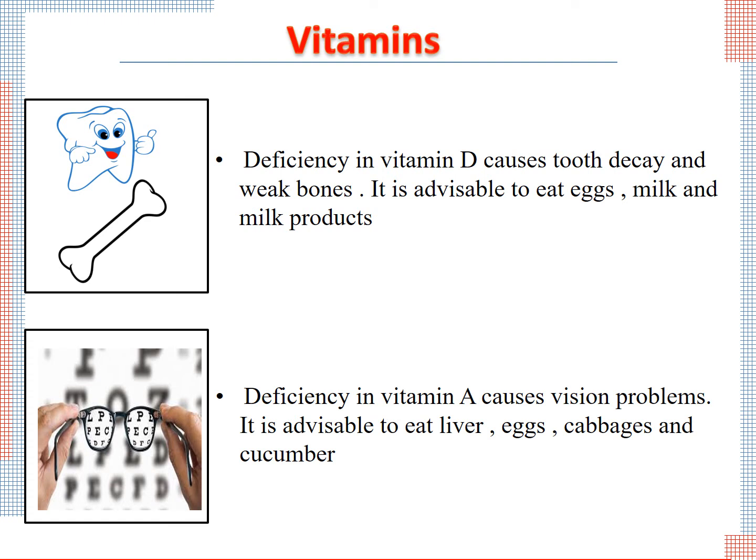The deficiency in vitamin A causes vision problems. It is advisable to eat liver, eggs, cabbages, and cucumbers. So, vitamin A is important for our eyes. Its source is liver, eggs, cabbages, and cucumbers.